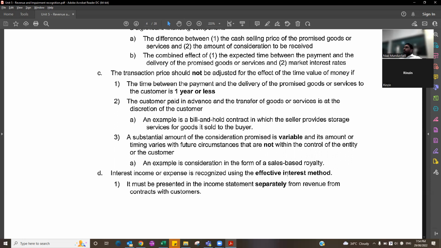Now, based on the number of pieces you sell, I get a commission or a royalty. So in that case, you are going to pay me after 3 months or 6 months or maybe after 5 years, once you sell the goods. Here also, you don't need to calculate the time value of money.